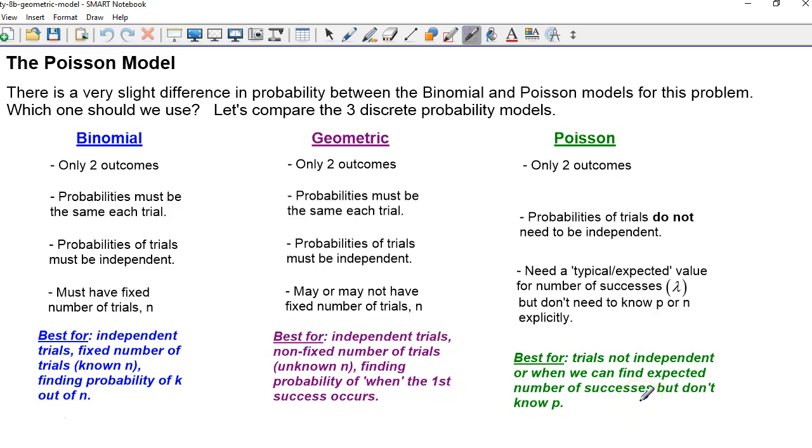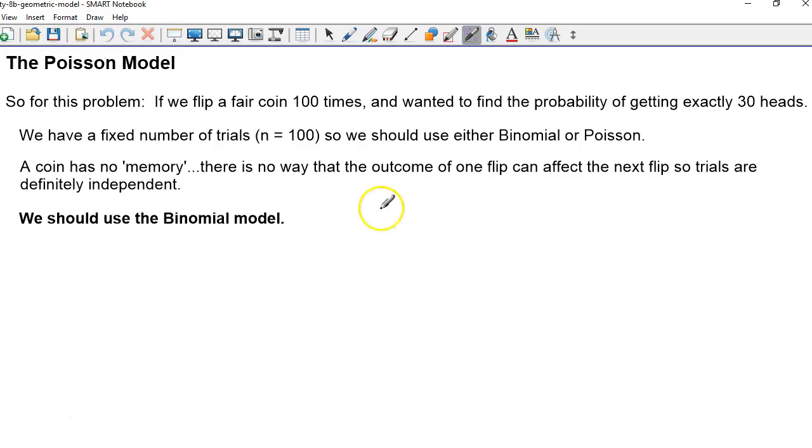Right, so really, for this problem of flipping a fair coin 100 times and wanting to find the probability of exactly 30 out of 100 with a known probability value, because a coin has no memory, there's really no way that the outcome of one flip could affect the next flip, so the trials are most definitely independent. And that means we really should use the binomial model. We could use the Poisson model, but there's no real argument for that, so we should use the binomial one.